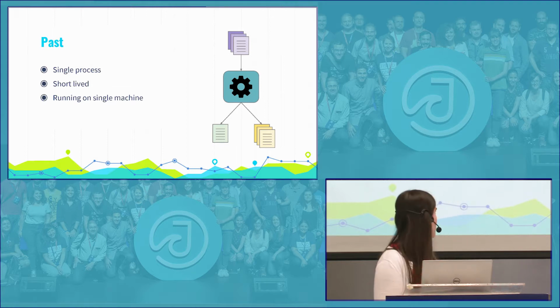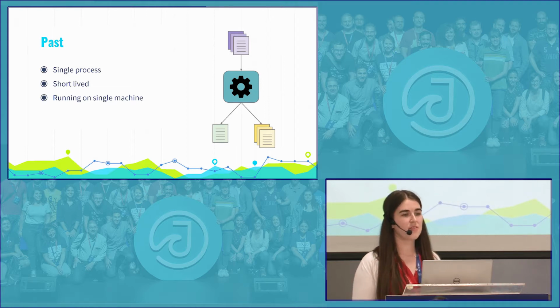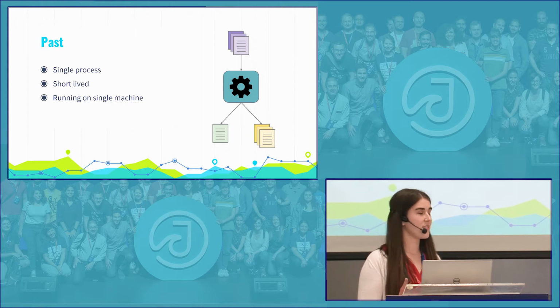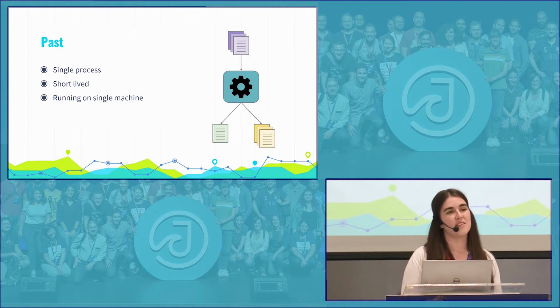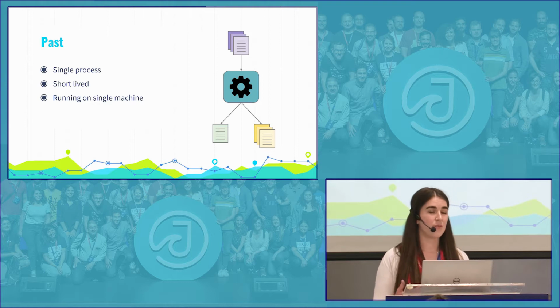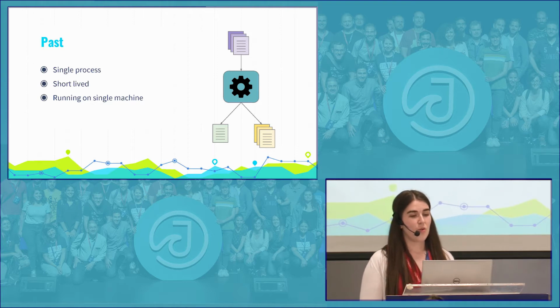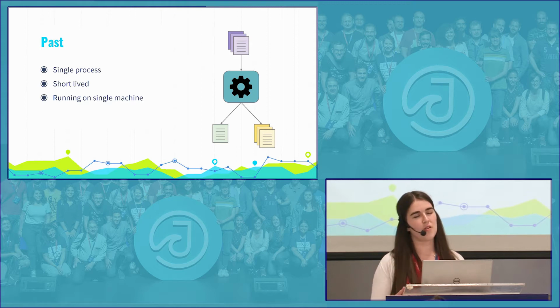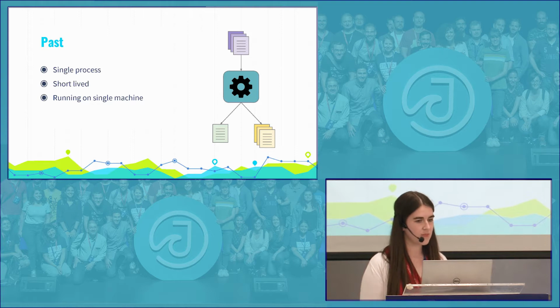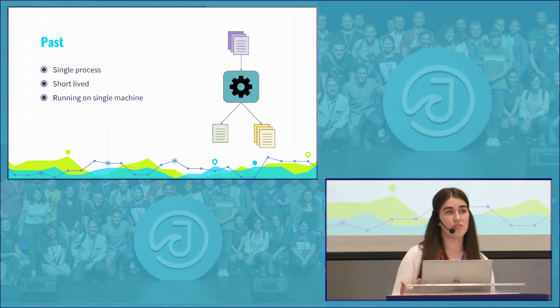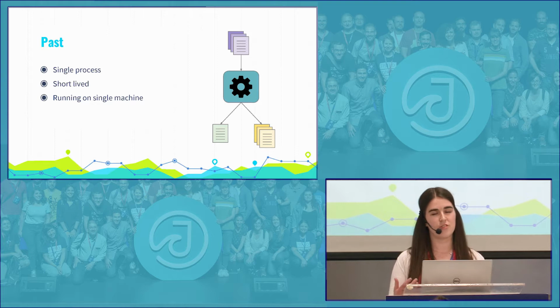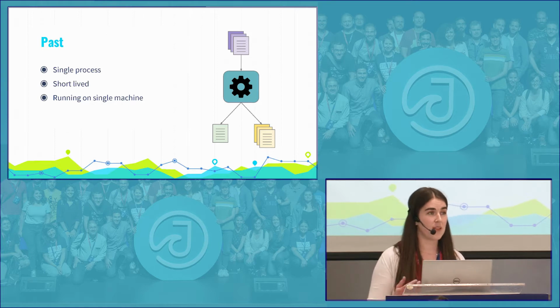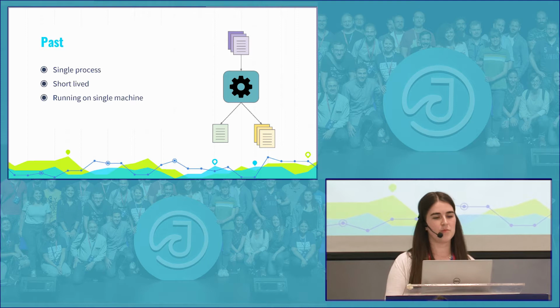So all of these tools were typically a single process that were short-lived, and they ran on a single machine, so typically a developer's machine. They had very clearly defined inputs and outputs, which meant that they were easy to test. And because they ran locally on developers' machines, it was easy to reproduce environments. If, for example, we had bug reports, we could ask the users about their environment, and that made it easier for us to diagnose the problems.